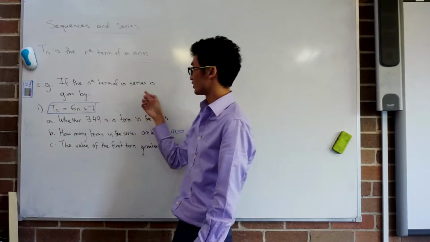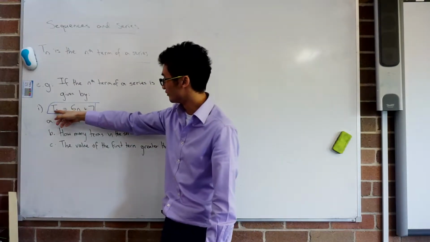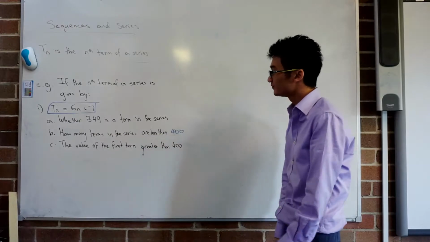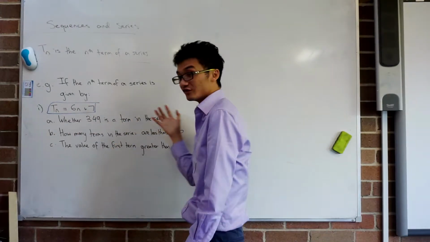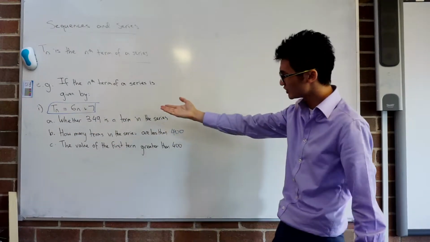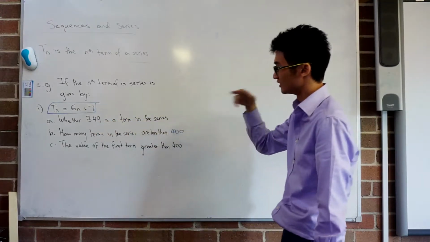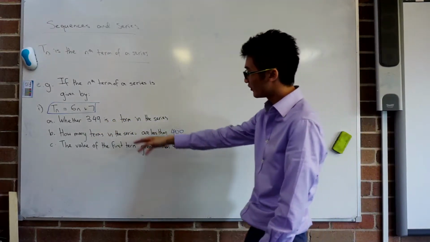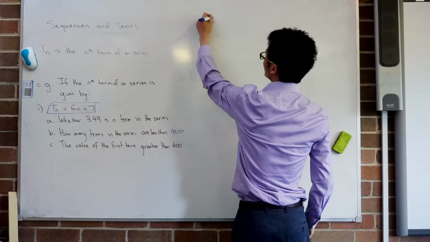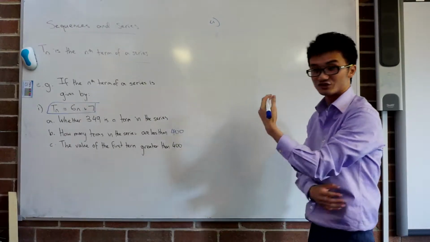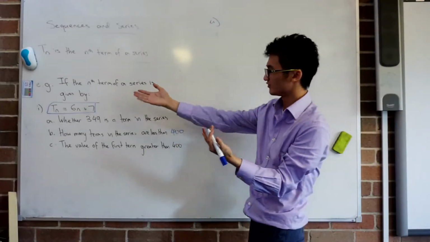So generally these types of questions will give you that. For example here, we've got t sub n is equal to 6n plus 7. And we're asked the following things here. Firstly, we're asked to find whether 349 is a term in this series. And before I answer this question, I just want you to think about the values that are terms in the series. Let's just have a look at it from the beginning.